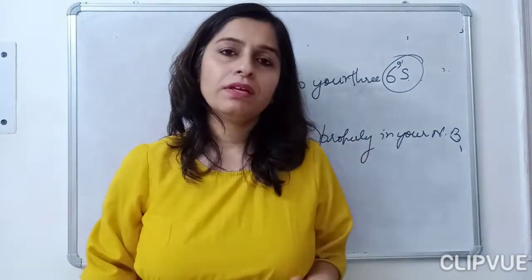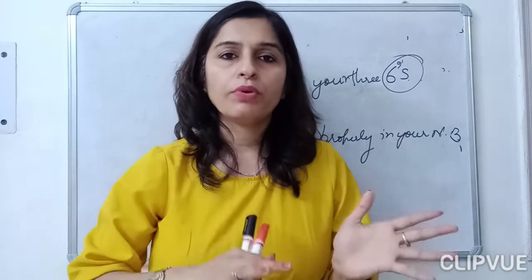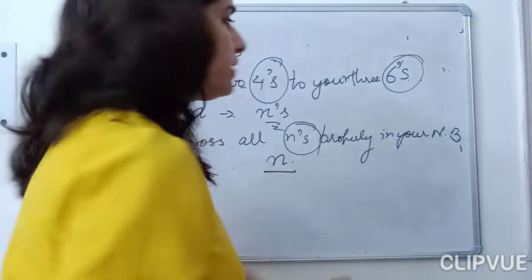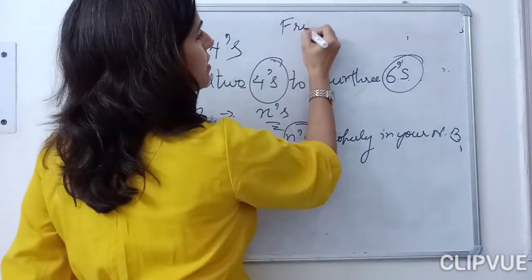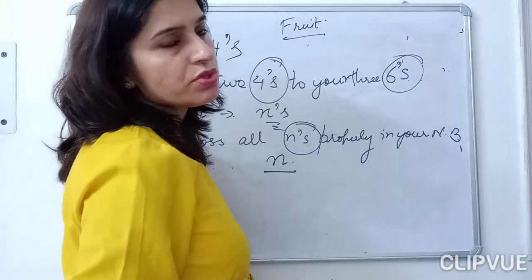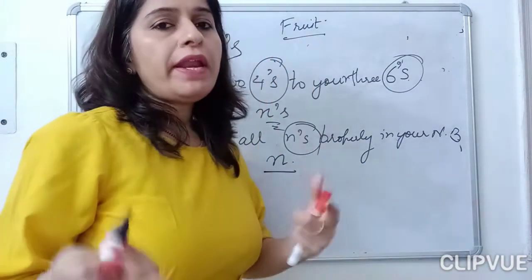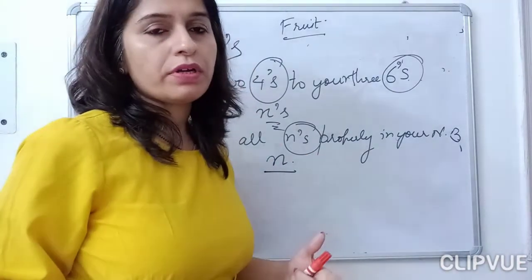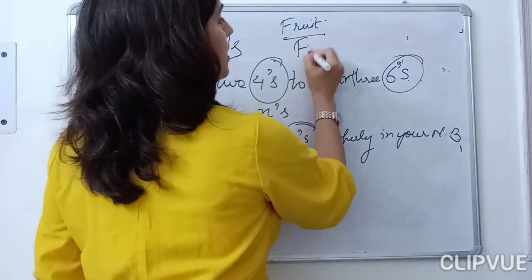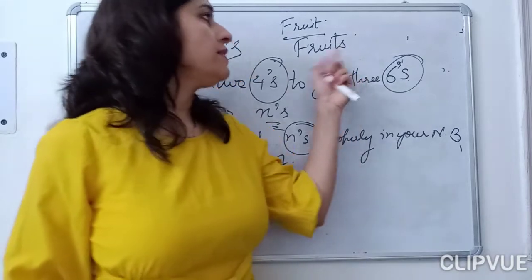These are the basic things which we should know about the singular, plural, countable and uncountable. One more thing, children, I forgot to tell you about fruits. Some children ask, ma'am, is fruit a countable or an uncountable noun? It can be used as both, children. When I am talking about a single fruit, I will say fruit. But when I am talking about a variety of fruits, then I will write it with s.